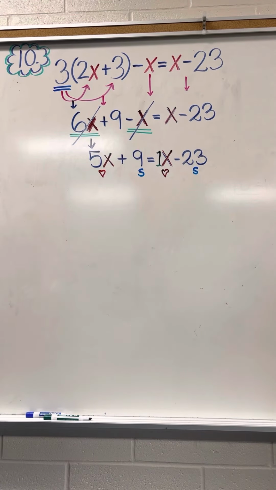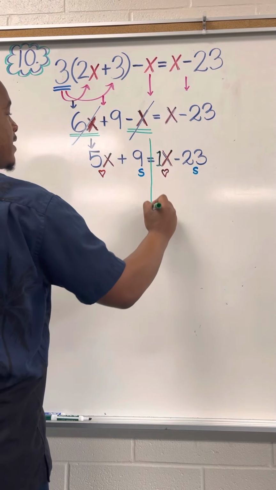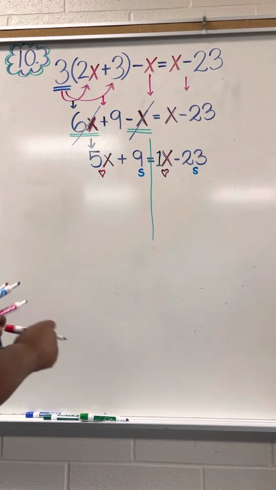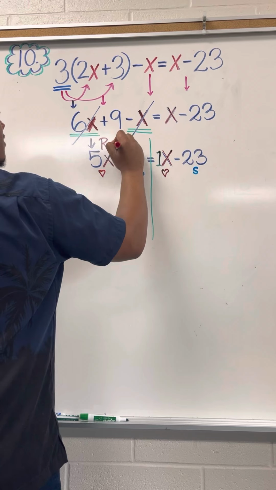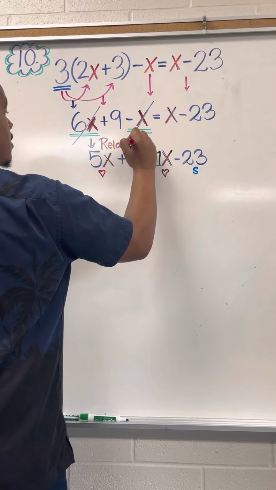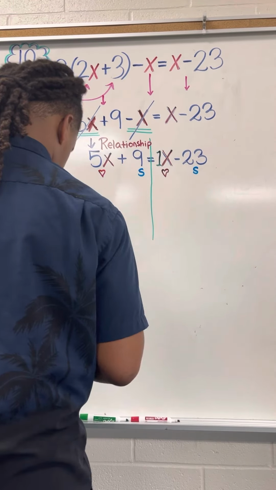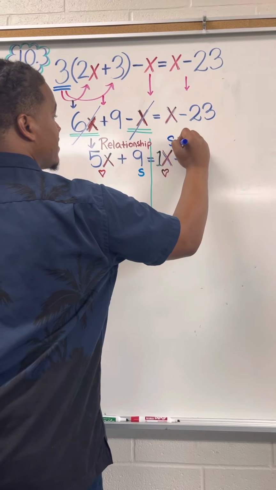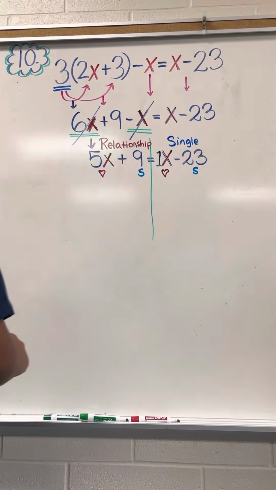So now what we want to do, ladies and gentlemen, is we wanna label each side of the equal sign. So we're gonna draw a line going through the equal sign. Let's just go ahead and label this side as the relationship side, where all of my terms that are in relationships are gonna go to the left side, okay? And then the right side, that's gonna be the single side. All the values that are single are gonna go on the right side, okay? So now let's just go through the motion.